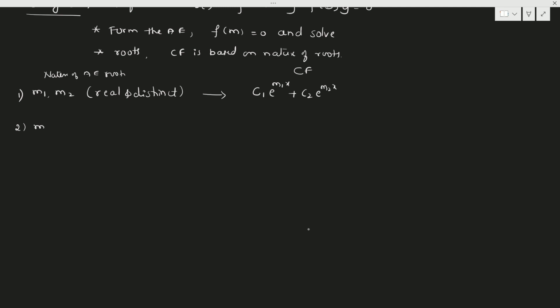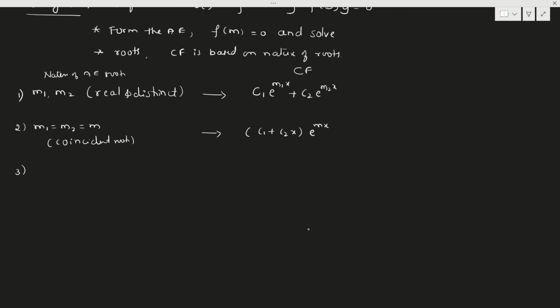Second, if the roots obtained are equal, what are they called? They are coincident roots. Then the complementary function is (C1 plus C2x) into e to the power mx.